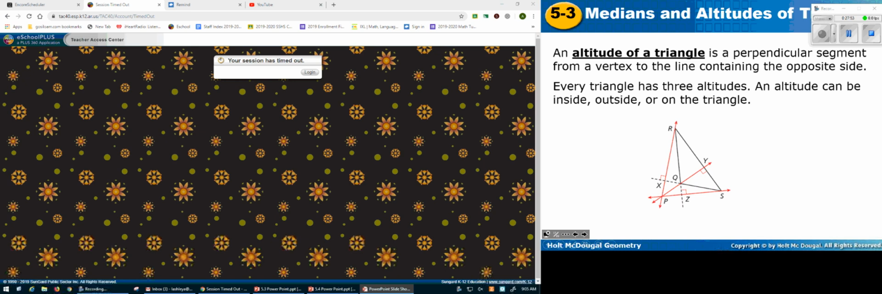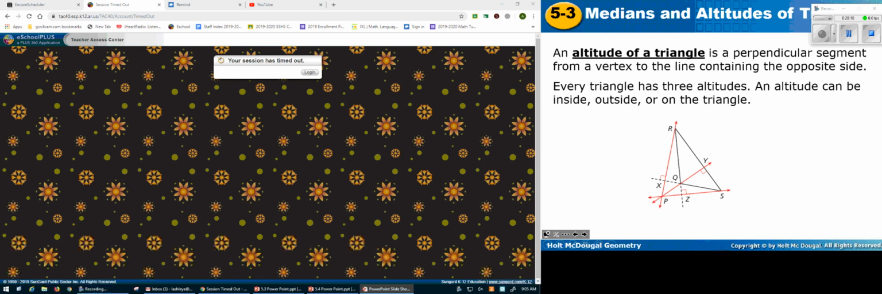When you think of an altitude, just in general in life, when you hear the word altitude, what do you think of? Say it again. Height, right? Height. If I think about the altitude of an airplane, I'm thinking about how high up in the air is it. So altitude is your height of your triangle.